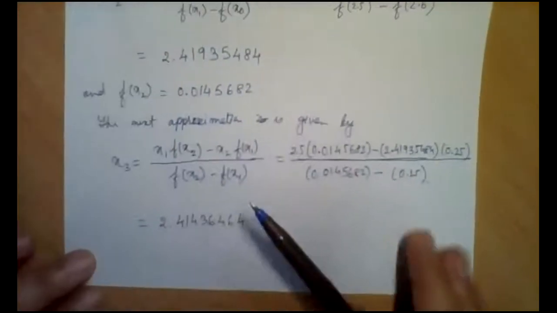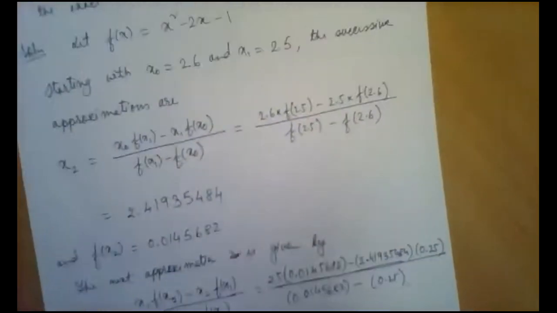This value is x3. Next we will calculate the value of the function at x3. Then using the next iteration formula, we will calculate the value of x4. And similarly, we will continue and we will find the values of x5, x6, and so on.